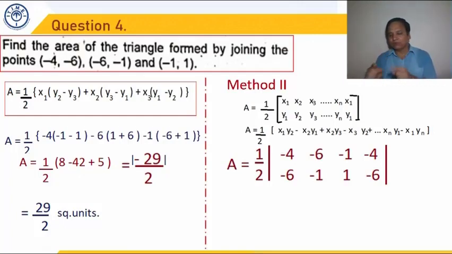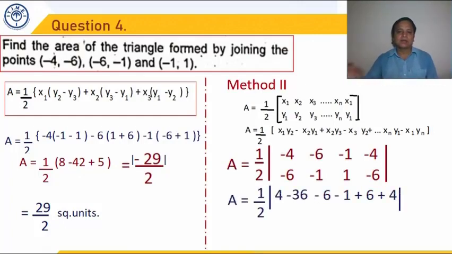Now it's half. -4 into -1 is 4. And minus of -6 into -6, that is +36, but you are doing minus, so it's -36. Then -6 into 1 is -6. Then minus of -1 into -1 becomes -1. Then plus -1 into -6 is +6. And minus of 1 into -4 is +4.